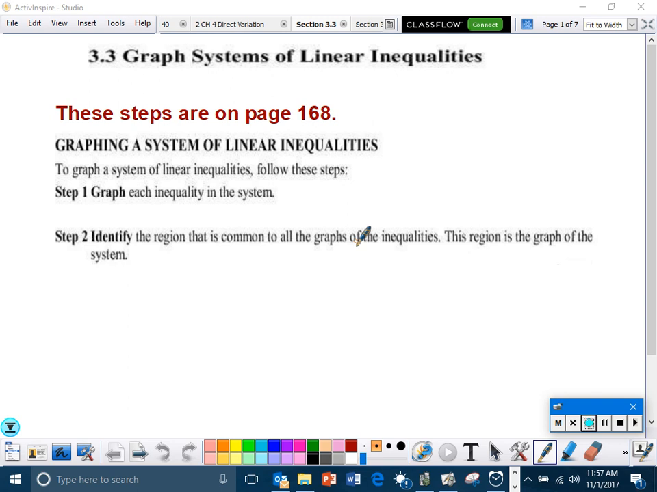All right, so step one, we're going to graph each inequality in the system, and then we need to identify the region that is common to all graphs of the inequality. This region is the graph of the system. I'm going to do it a little bit different with the shading, and I'll talk about it as we go. All right, example one.